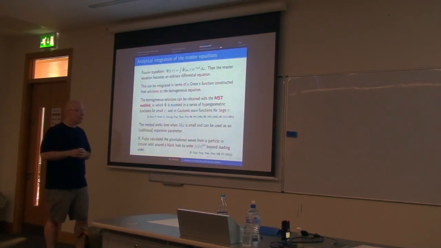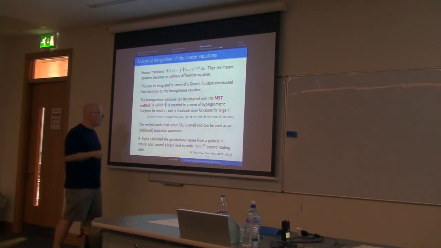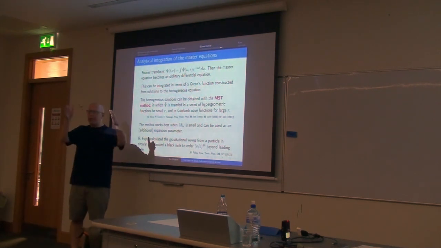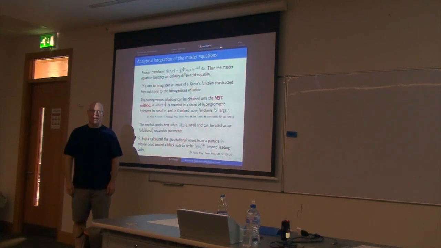really very powerful. So basically the idea is that you can get a very good, almost exact representation of the solution to your ODE in two different ways. If you're working close to the horizon, you can represent it as an infinite sum of hypergeometric functions. And that sum converges rapidly to the exact solution. That's what you do near the horizon.